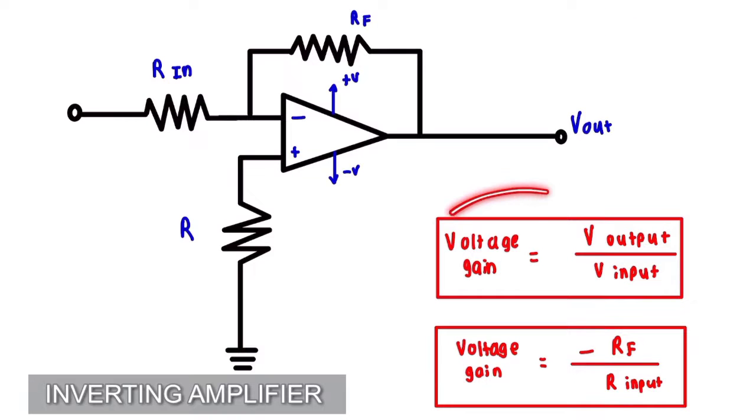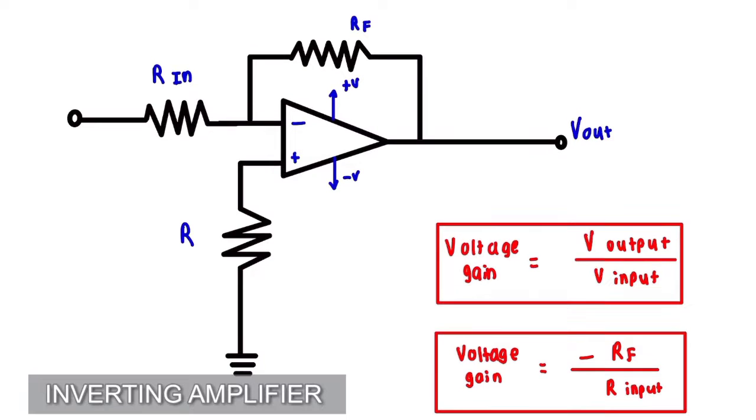To calculate voltage gain, V output is divided by V input. When you have a feedback resistor, the voltage gain is said to be a closed loop voltage gain, and that gain is also equal to negative of RF divided by R input, which is the input resistor. If we get rid of RF, the feedback resistor, it will not be in closed loop mode. Instead, it will be in open loop mode.